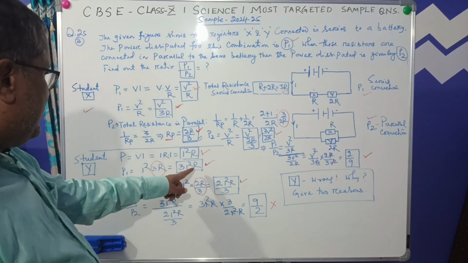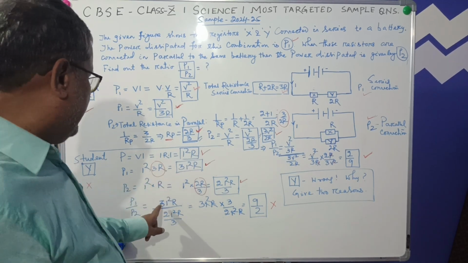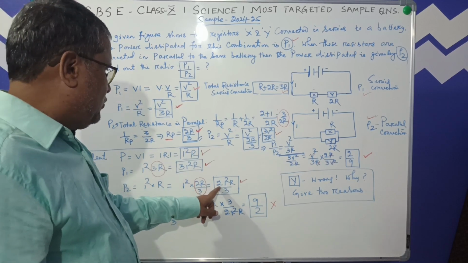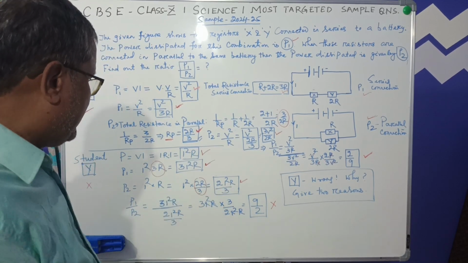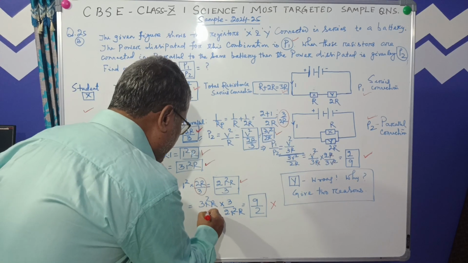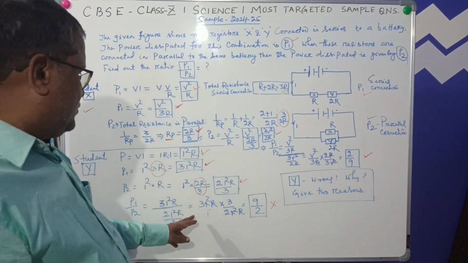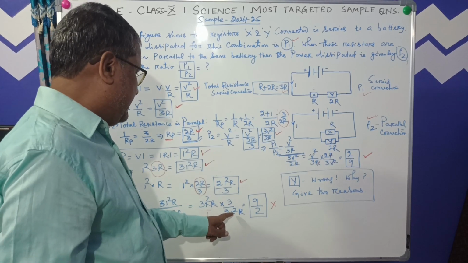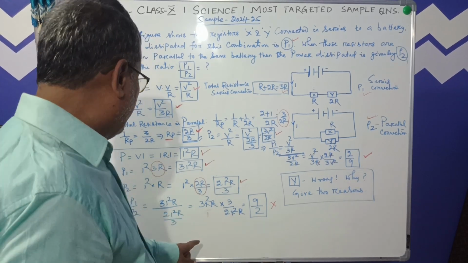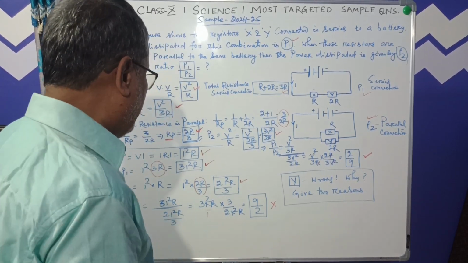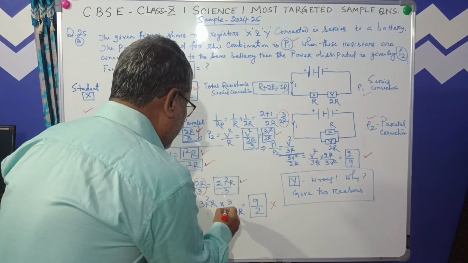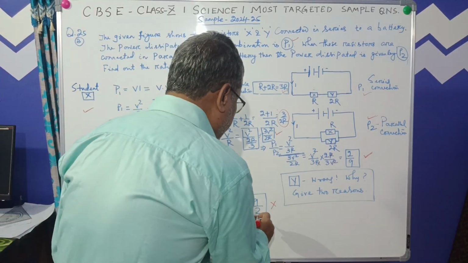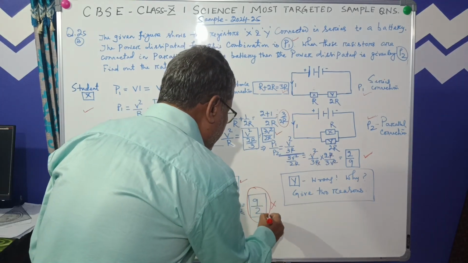In the first case, P1 is equal to 3I square R divided by 2I square R by 3. So this is 3I square R into 3 divided by 2I square R. Now I square cancels, R cancels. Now the ratio is 9 by 2. He got 9 by 2.